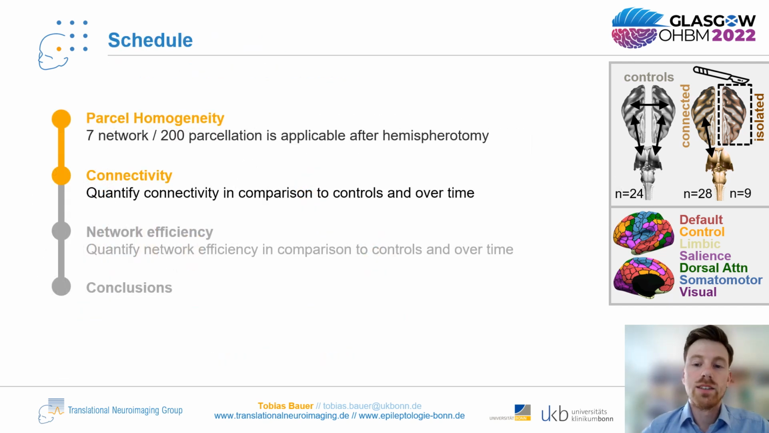Now that we have shown that the connectivity profiles in every parcel are homogeneous and that this parcellation is applicable, we move on to quantifying the connectivity in the isolated and connected hemispheres.